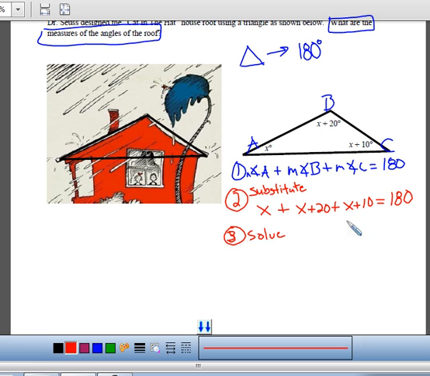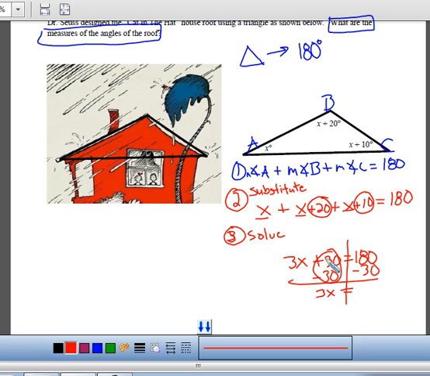Now, step 3 is to solve. Alright, so I have this equation. I have some like terms. X and x go together, plus 20 and plus 10 go together. So I have x plus x is 3x. 20 plus 10 is 30, equals 180. A simple equation, which we're practicing these in math, to solve. So subtract 30 from both sides. 3x equals, remember that zero's out, 150. Divide both sides by 3, and x equals 50.